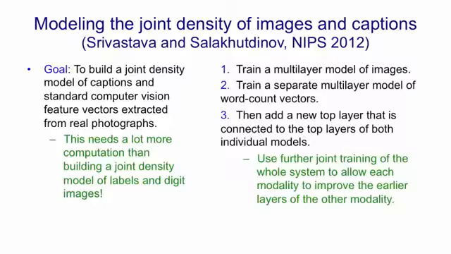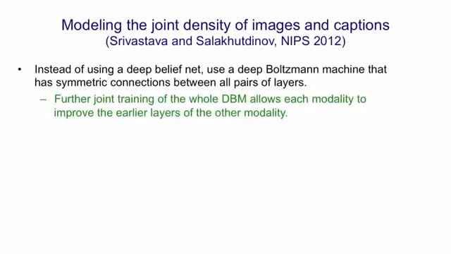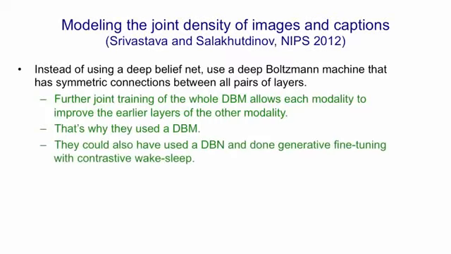Instead of using a deep belief net, which is what you might expect, they used a deep Boltzmann machine, where there are symmetric connections between all pairs of layers. The further joint training of the whole deep Boltzmann machine is then what allows each modality to change the feature detectors in the early layers of the other modality. That's the reason they used a deep Boltzmann machine. They could have also used a deep belief net and done generative fine-tuning with contrastive wake sleep, but the fine-tuning algorithm for deep Boltzmann machines may well work better.